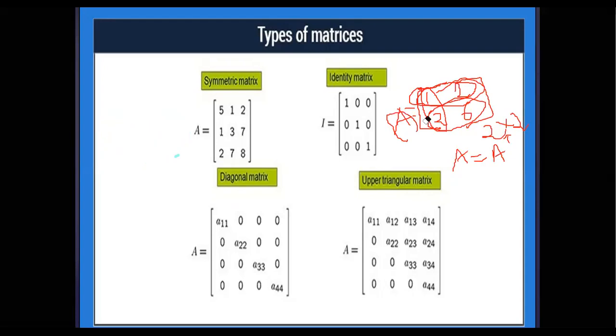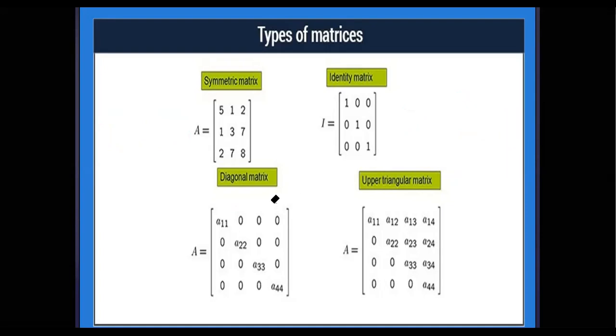Then we have seen identity matrix, it is the same as unit matrix. Then we have seen diagonal matrix, a matrix in which all diagonal elements are other than 0 and the remaining elements are 0, then it is called diagonal matrix. So this is our diagonal line. If the elements on the diagonal line are other than 0 and above and below the diagonal line the elements are 0, then it is called diagonal matrix.